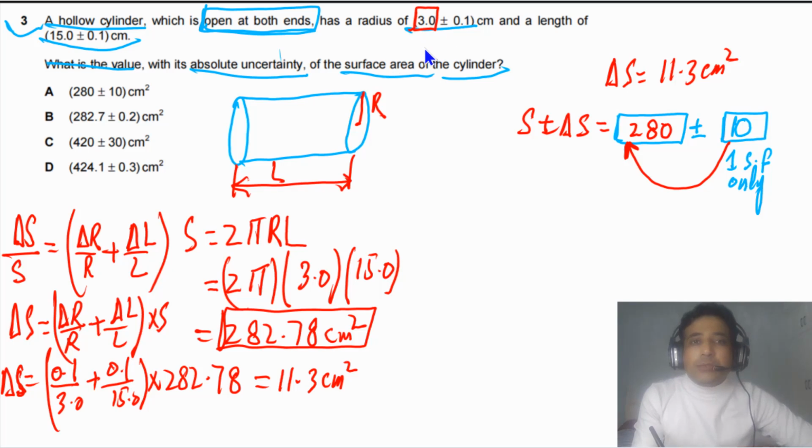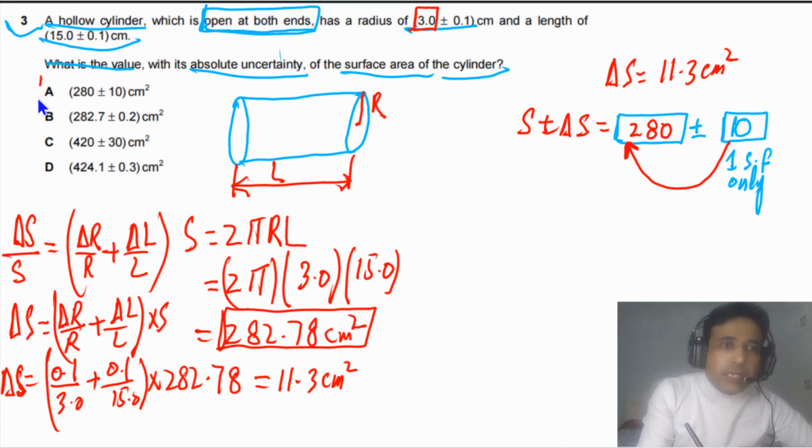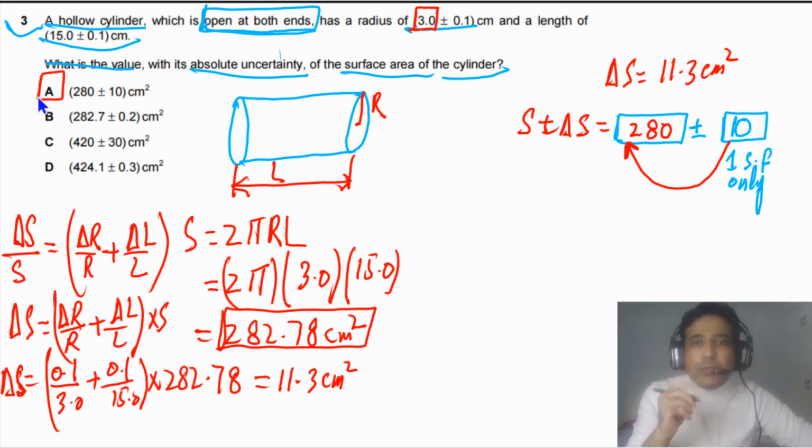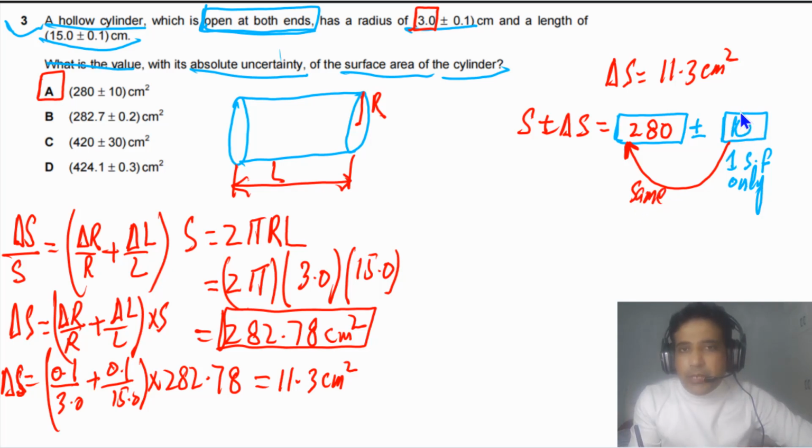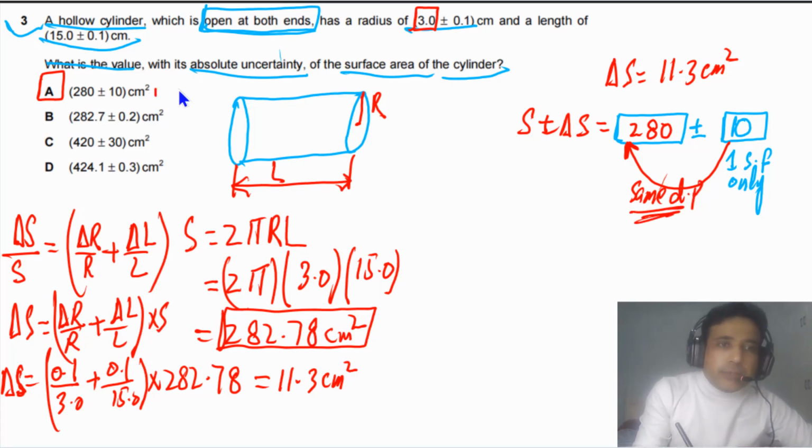So it also satisfies this condition, least number of SF in this measurement. So the answer for this question has to be A. So 2 points you need to understand. First of all, you have to write down absolute uncertainty up to 1 SF only. Then absolute uncertainty and this measurement, they should have the same number of dp. Same dp. So this rule you have to follow. So the answer for this question is A.